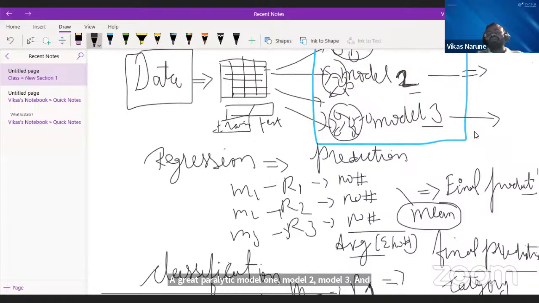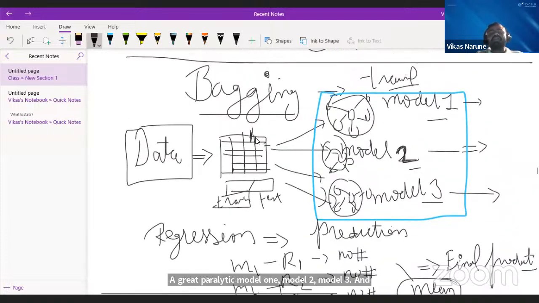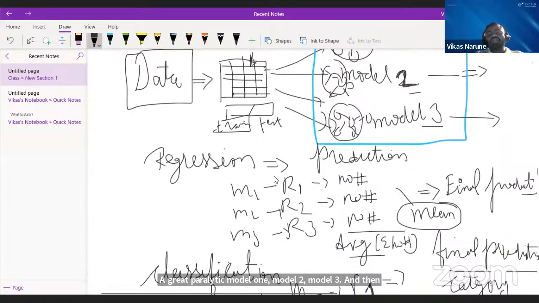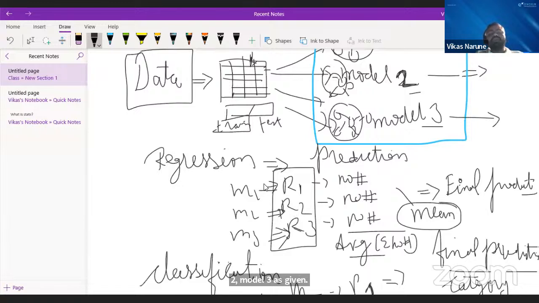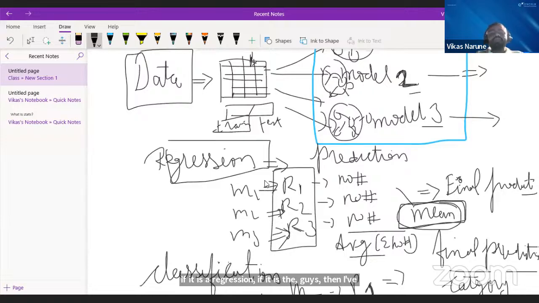After these models are trained on the data set, we take their opinions. Let's imagine model 1 has given result 1, model 2 has given result 2, model 3 has given result 3. Now these are your predictions. What will become my final prediction, guys? If it is a regression, then I take the average, the mean of all the values. That will become my final prediction.